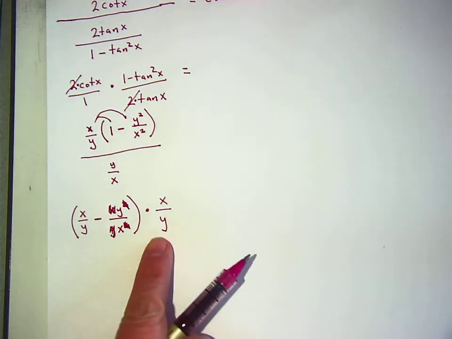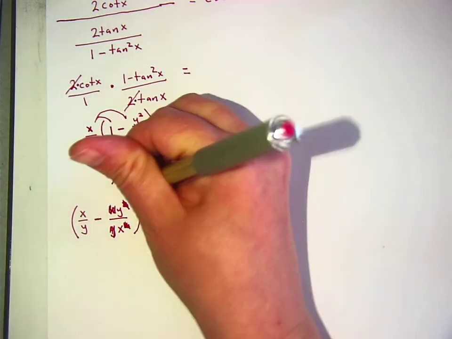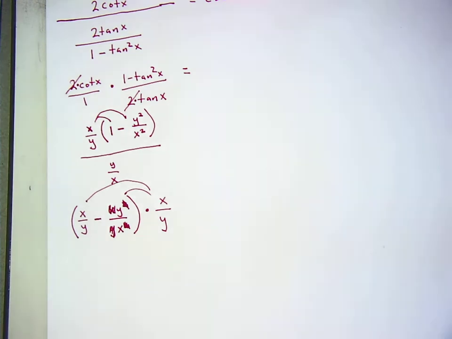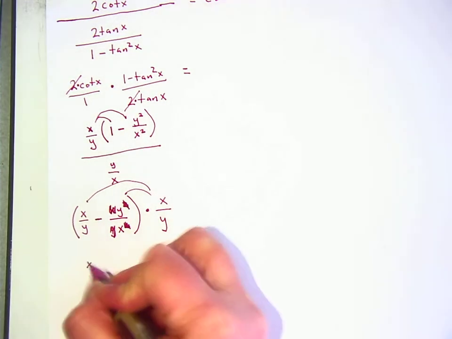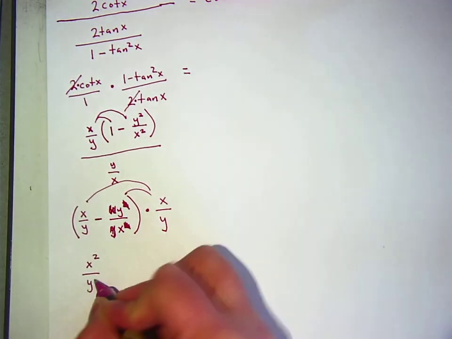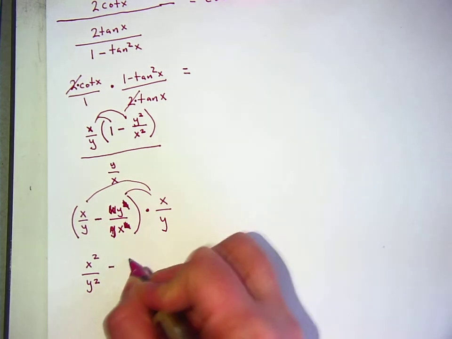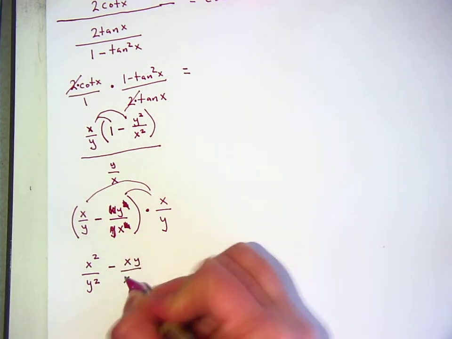Do you guys recognize that even though it's behind it, I could still distribute this in here? Okay, so then I end up with x squared over y squared minus xy over xy.